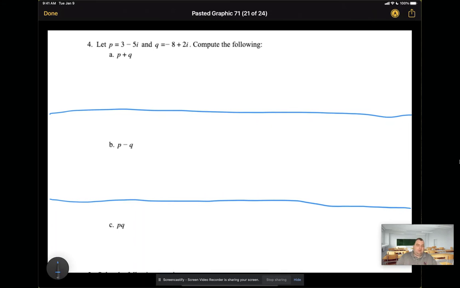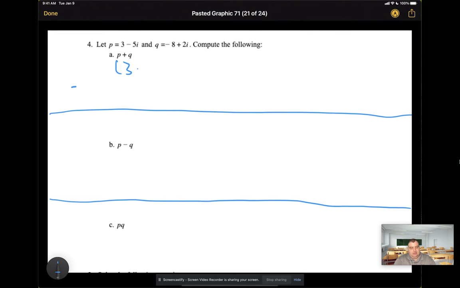Number 4, let P equal 3 minus 5i and Q equal negative 8 plus 2i. Compute the following: P plus Q, P minus Q, and P times Q. Essentially, we're going to take these two complex numbers and we're going to add them, subtract them, and multiply them. So the first one we're going to add.